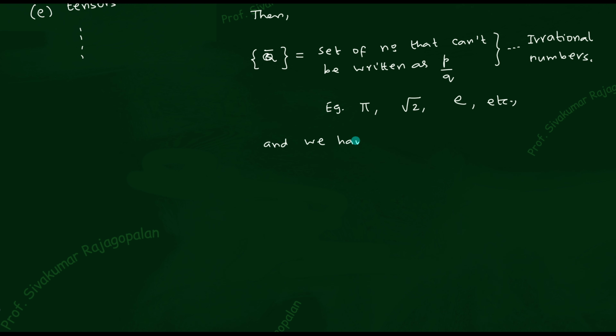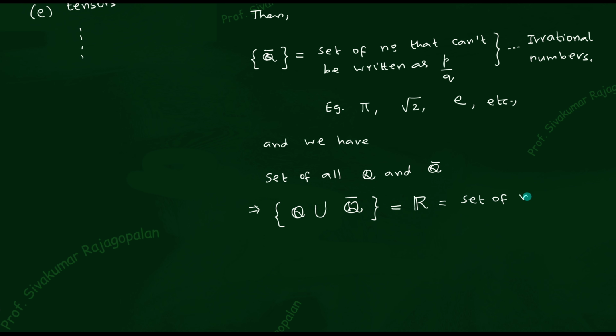Once these things are clear, we will ask the question: is there any other number, or is that all exhausted? Then we still have more numbers left out. So let me write down, if you combine all Q and Q bar, what will happen? The set of all Q together with Q bar, together with is what I am going to write as a union. Union means together with. The set of all Q together with Q bar, we are going to give the name R, capital R, known as the set of all real numbers.